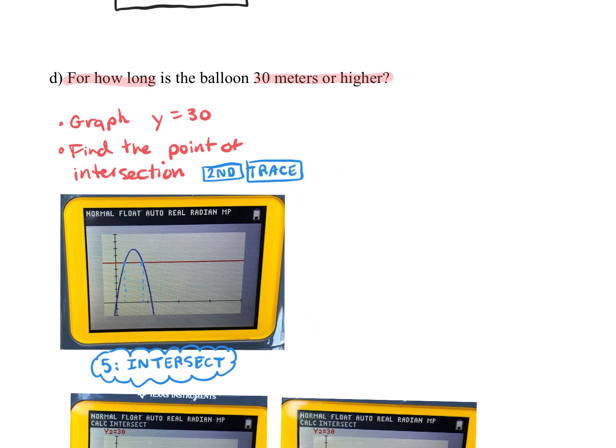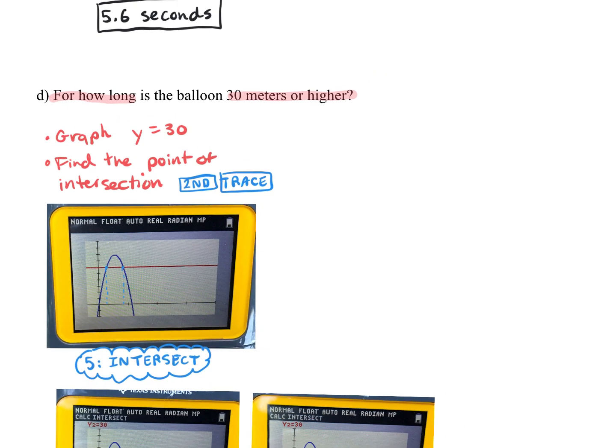Now, alternatively, another way we could do this is if we want to say, okay, for how long is it 30 meters or higher? We could actually plug in 30 for y in our function. So we can go back and substitute it here. So instead of y, I'm going to put 30, and then here's our original function, negative 4.9t squared plus 27t plus 2.4. And then I would set my equation equal to 0. Minus 27.6, and then this is what I would graph.